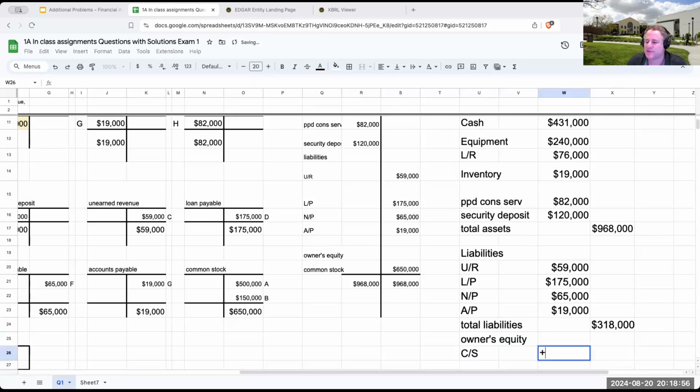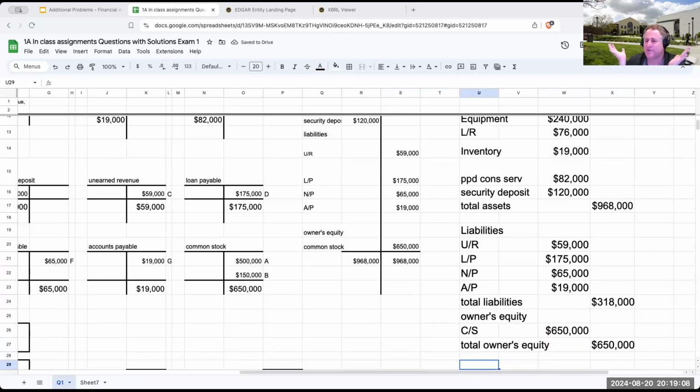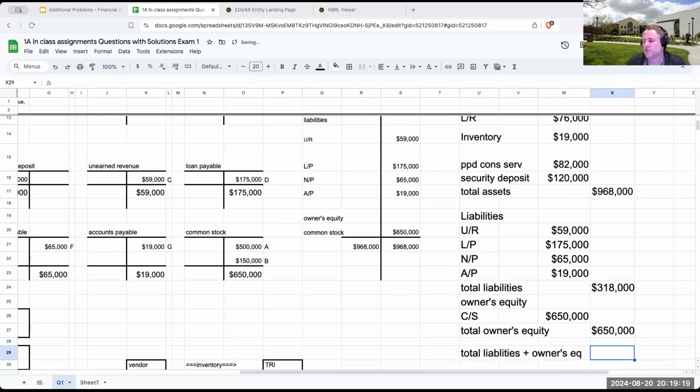My owner's equity is just going to be my common stock. Call that C/S. So this is going to be 650. My total owner's equity is going to be 650. Now, here's the big kicker. We've got a problem. We're not balanced, but what did we forget? We forgot to say total liabilities and owner's equity. And my total liabilities and owner's equity is going to be 968,000. So there I have done the balance sheet. My total assets equal my liabilities plus my owner's equity.